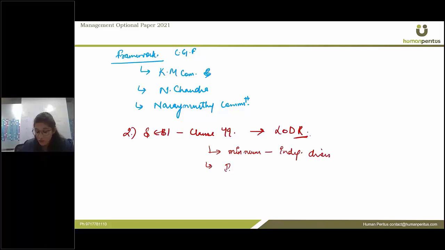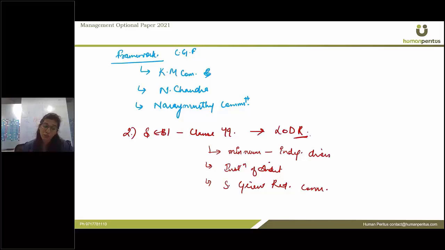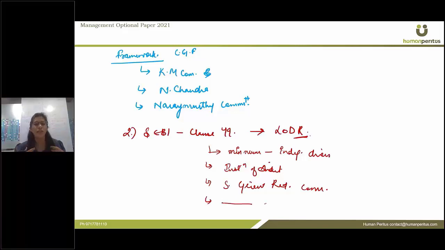There should be an institution of audit. It talks about the institution of audit. There should be a shareholders' grievance redressal commission, and an annual corporate governance report also has to be issued or published every year. So such kind of examples you can give about Clause 49, which is actually helping the corporate governance framework in India to actually work on the ground level.